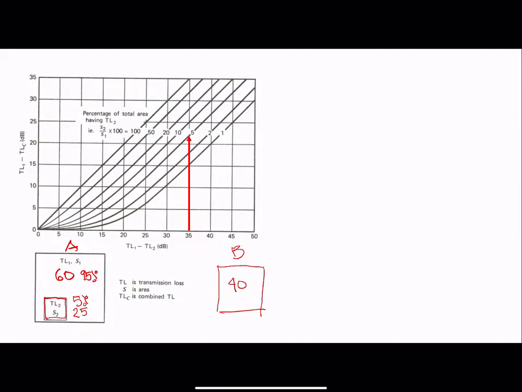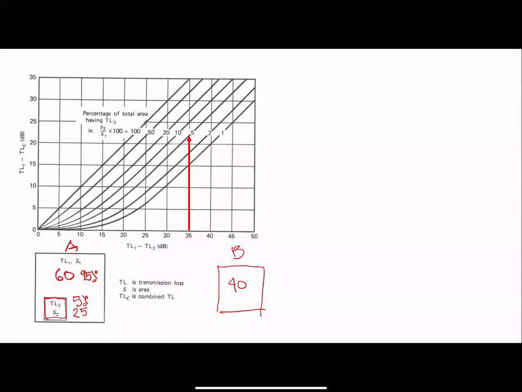So what this chart is, what this nomograph is, is actually pretty handy and pretty nifty, but it's not particularly intuitive to use at first. And that's why I wanted to go over it. And it could be found on the exam.